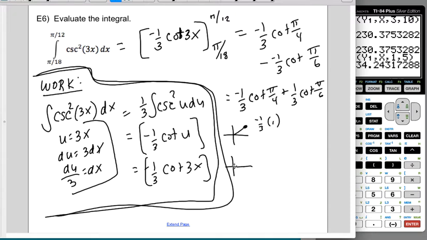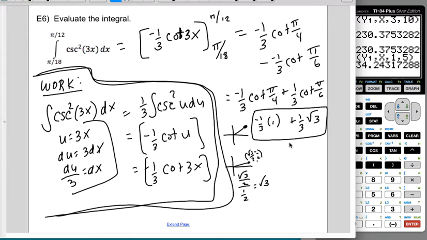Pi over 6, though, is the point root 3 over 2 comma 1/2. Cotangent is cosine over the sine. So it's a root 3 over 2 divided by a 1/2. When you flip and multiply, you're just going to get that this is a root 3. So this is plus a 1/3 times a root 3. And that's really as good as my answer gets.